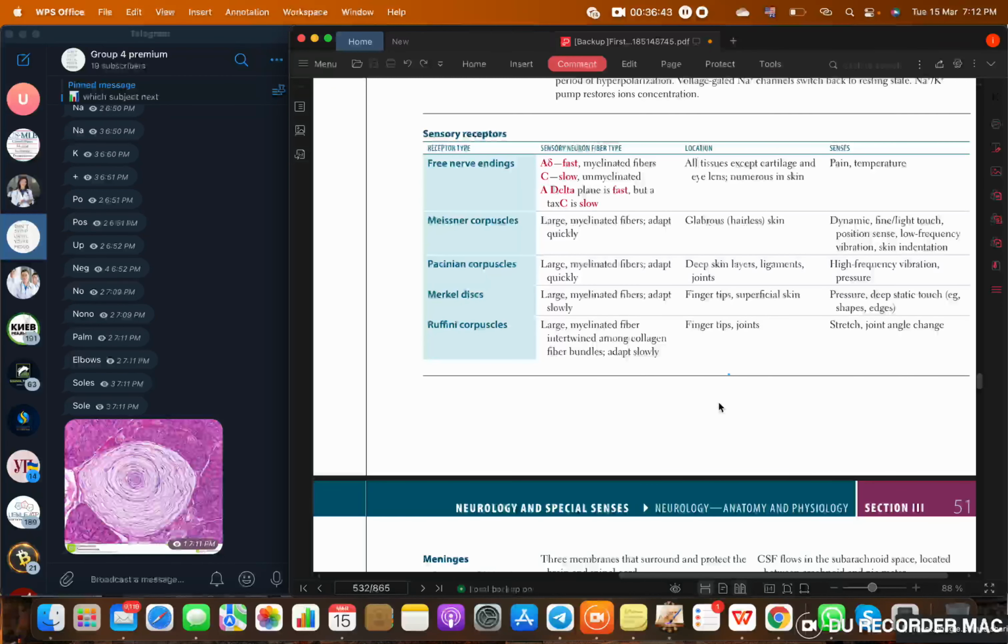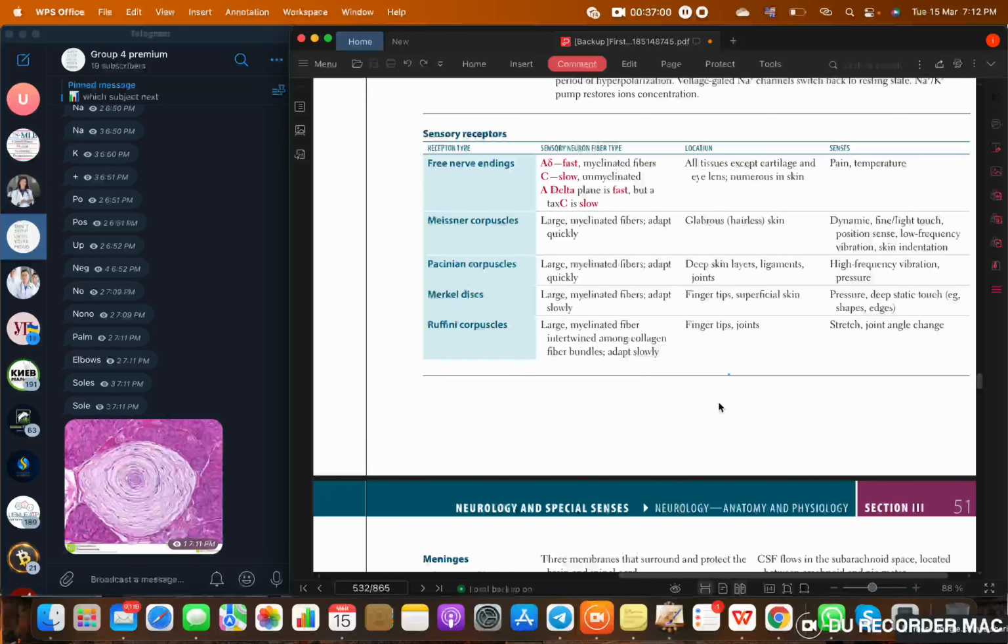The Merkel disks, they are large myelinated fibers that adapt quite slowly. Also Ruffini adapts slowly. So Merkel and Ruffini, both of them adapt slowly. So for the Merkel, it's located at the fingertips and superficial skin.